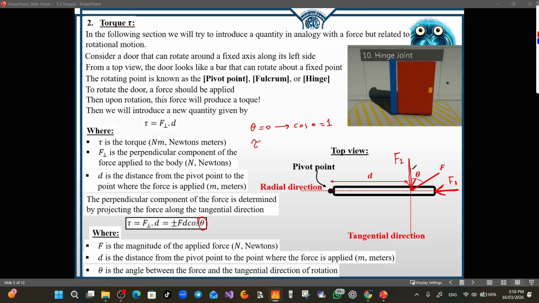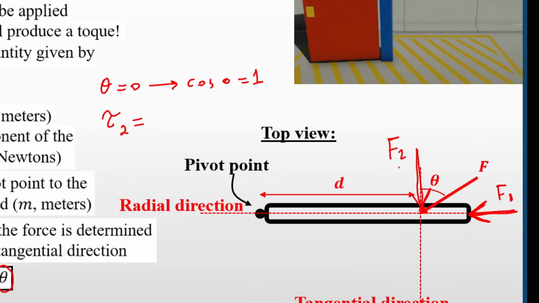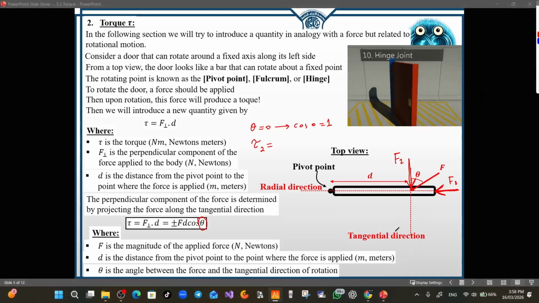Now tau of this force, let's call it tau 2, equals. First, we need to decide the sign. Is it positive or negative? Now this force is rotating the door in this direction. If you apply this force, the door will rotate in this direction. This direction is clockwise, and for the clockwise direction, we use a minus sign. Now we write the magnitude of the force, multiplied by the distance d between this force and the radial direction. And since the angle is zero, and cosine of zero is 1, tau 2 should be written in this way.